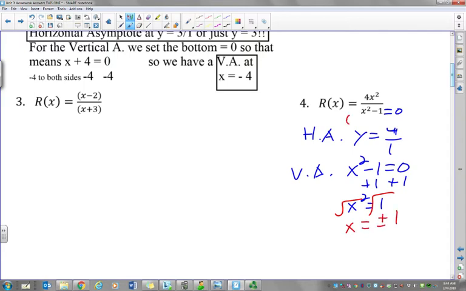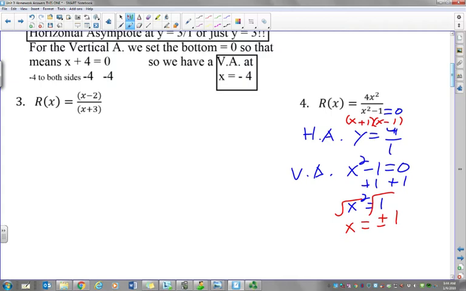Another way you could have done it is to factor it and get x and x, 1 and 1, where one's plus and one's minus, because it's a special difference of squares factoring. And you still would have gotten plus or minus 1, a positive 1 and a negative 1.